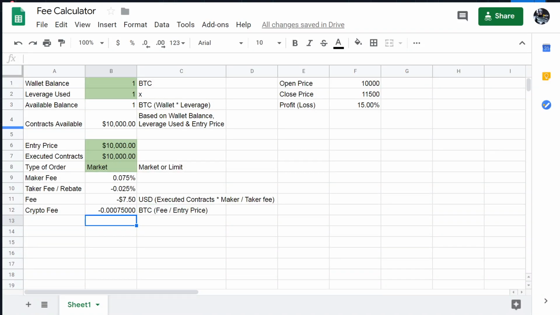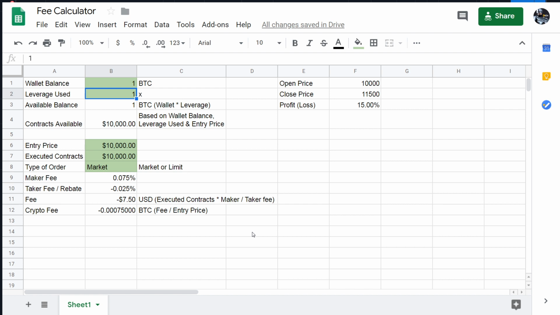So I am looking at a spreadsheet that I put together, and I mainly created this to look at fees, to calculate how much in fees you would be charged for placing a limit order or a market order. So let's start at the very top. We have what's in your wallet balance. So what's in your wallet. I've started this with the assumption that you just have one Bitcoin inside of your wallet, and I have this set to 1x leverage.